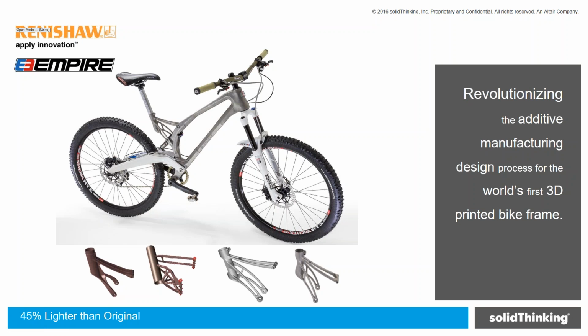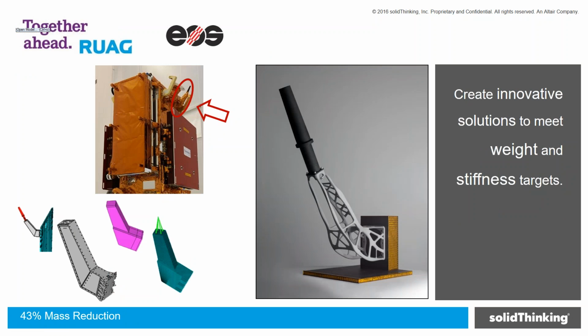making the first 3D printed bicycle frame. Also, this part's in space right now on the Sentinel-1 satellite. Went up in space last year. This was done with EOS and RUAG.